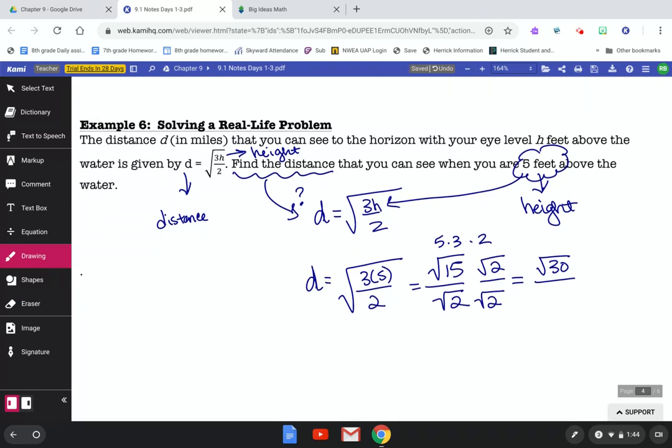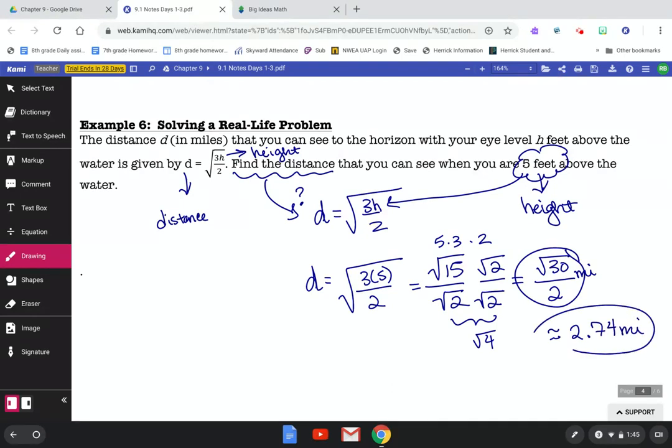Square root of 2 times the square root of 2, well, that would give you the square root of 4, which is 2. And that is your answer. And you can write miles. It doesn't ask you to round it, but if it did ask you to round it, let's say to the nearest hundredth, you would just put that into your calculator, the square root of 30 divided by 2, and that is approximately 2.74 of a mile. So that's how far you can see if you were 5 foot tall above the water.